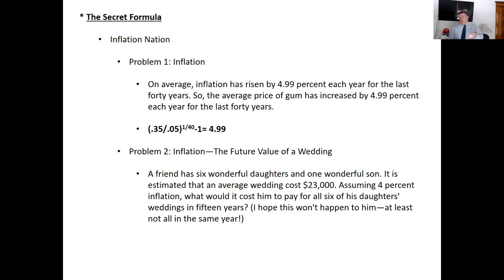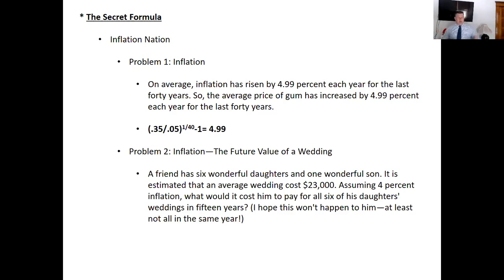Well, the correct answer is 4.99%. My investment has to grow at 4.99% at least, just to have the same amount of money, the same purchasing power in 40 years that I have today. Otherwise, I've lost money. I'm actually poorer as a result.